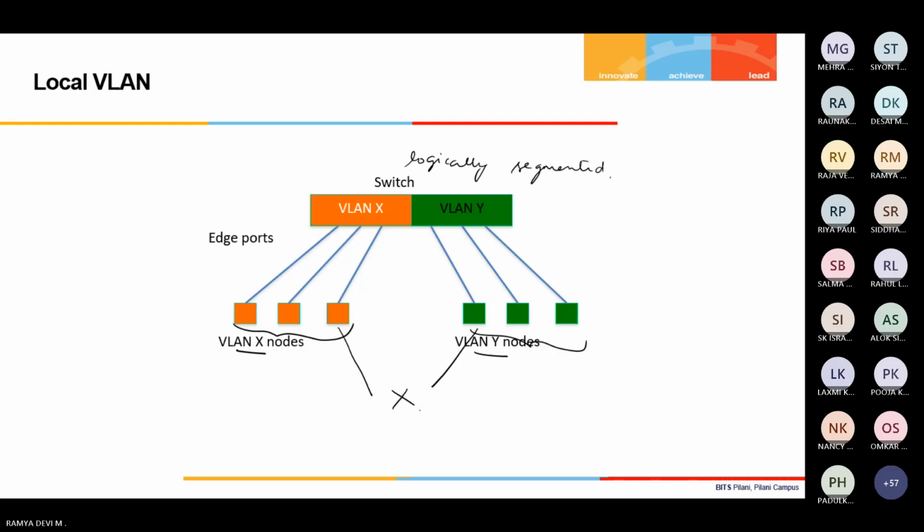Fine. So this is an example of local VLAN configuration. Only one physical switch is acting like two virtual switches, VLAN X and VLAN Y. Logically, it is segmented. Okay. So each group of systems on the same network can directly communicate. No two systems from different VLANs can communicate. They cannot directly communicate with each other. Fine.